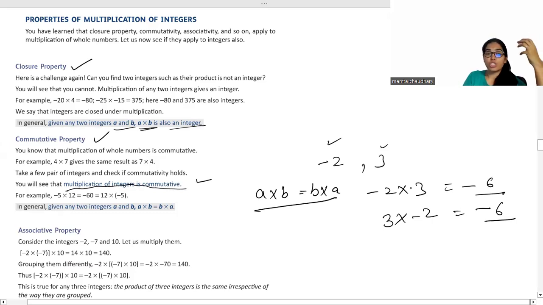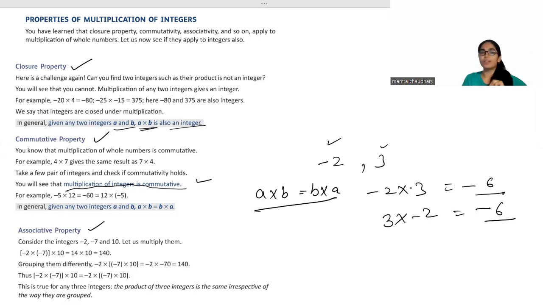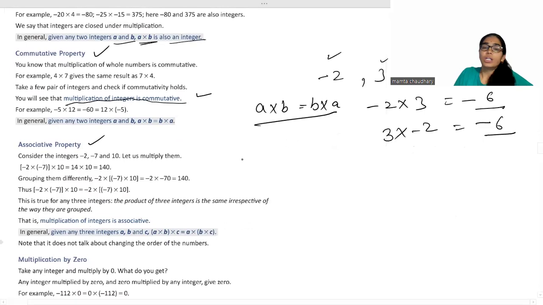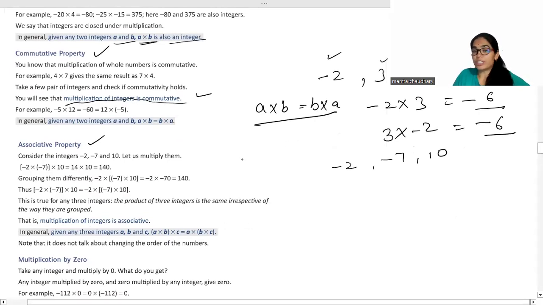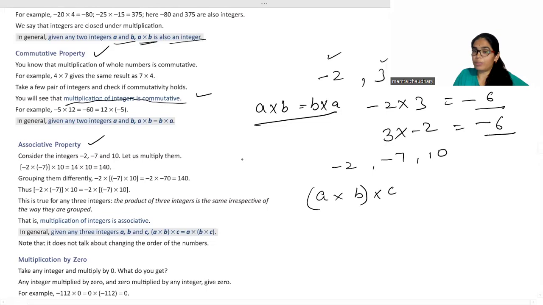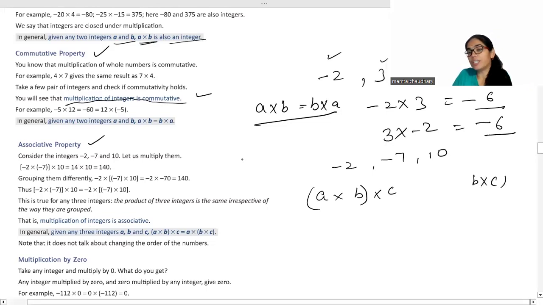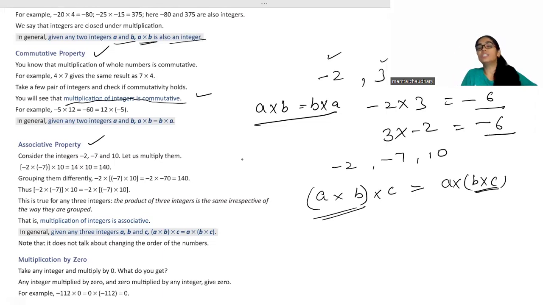Clear? Now next comes the associative property. What is the associative property? In the commutative property, we took two numbers and just changed their places. In the associative property, we change the order by changing the brackets. So let's see how. Let's take three numbers, -2, -7 and 10. What the associative property says: if we have three integers a, b and c, and first we multiply a and b and then multiply by c, or first we multiply b and c and then multiply it by a, both should be the same. Now the order has changed. Here you first multiply a into b, here you multiply b into c, but still you will get the same answer.